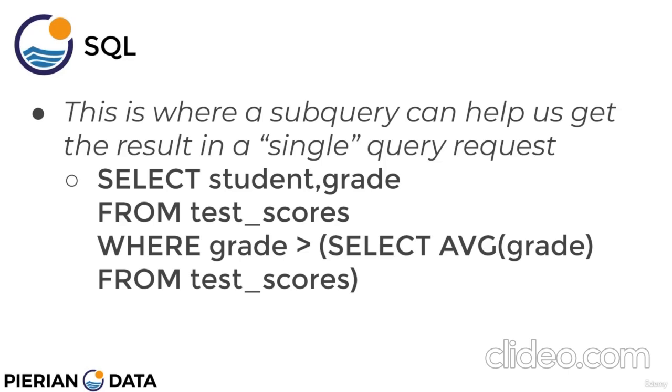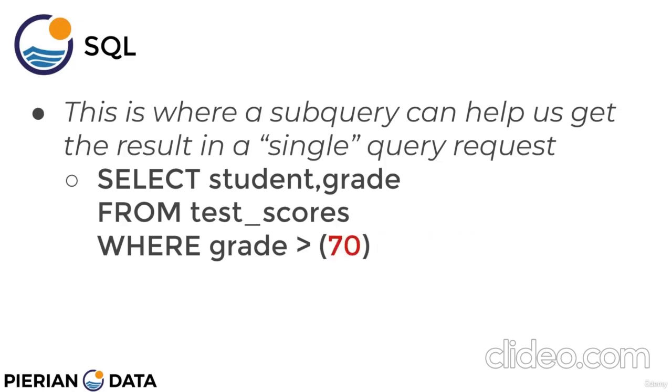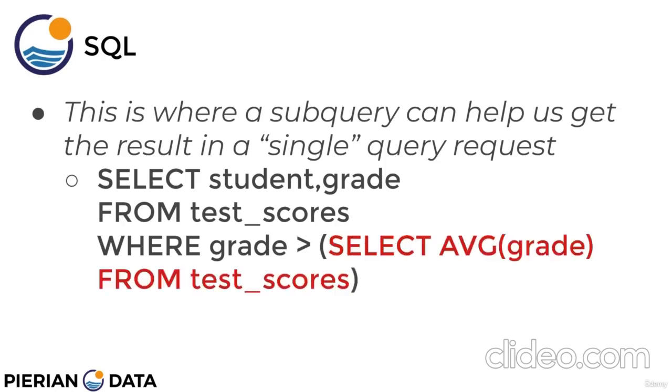Then we're going to be able to use that result in order to select students who have grades greater than the average. So recall that inside the parentheses, since this is going to be run first, this is going to yield some sort of result, such as 70. And then, once that subquery is done and returns its results, SQL is then going to run this other query outside of the subquery. So you'll end up getting a list of students and their grades where they happen to be above 70 or whatever the average happens to be.